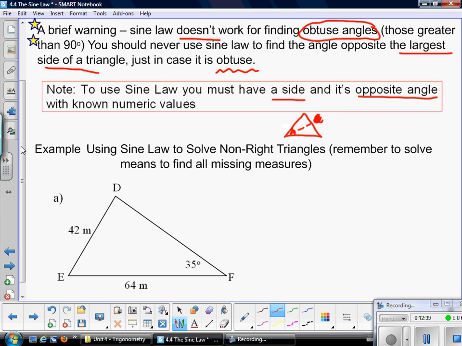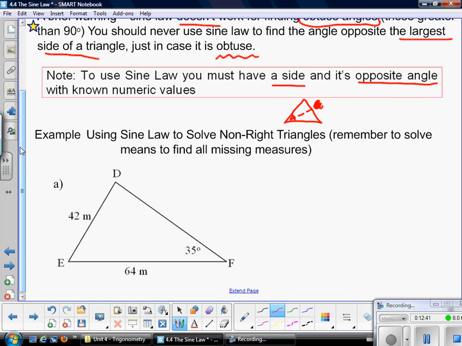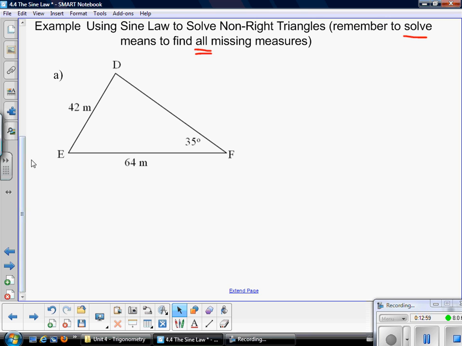So what we're going to do now is actually solve this triangle. It says using sine law to solve non-right triangles. And remember, solve means to find all missing measures, that's all angles, all sides. So that's what we're going to do now. I'm just going to stop the video and we'll do our examples now. And then tomorrow you can do some work in class.